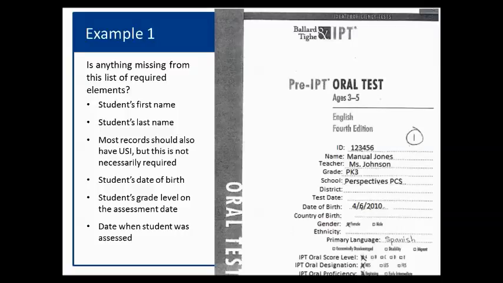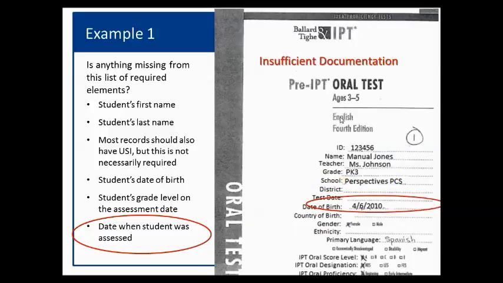Okay, so jumping into some non-examples, I have on the left here the list of what the auditor will be looking for, and on the right a score sheet from the pre-IPT. So you can see when you look at all the information that was provided, one thing that is missing is the date when the student was assessed. You could see that that is actually blank here. And so this one is going to be denied because the auditor is going to say the documentation was insufficient in this case.